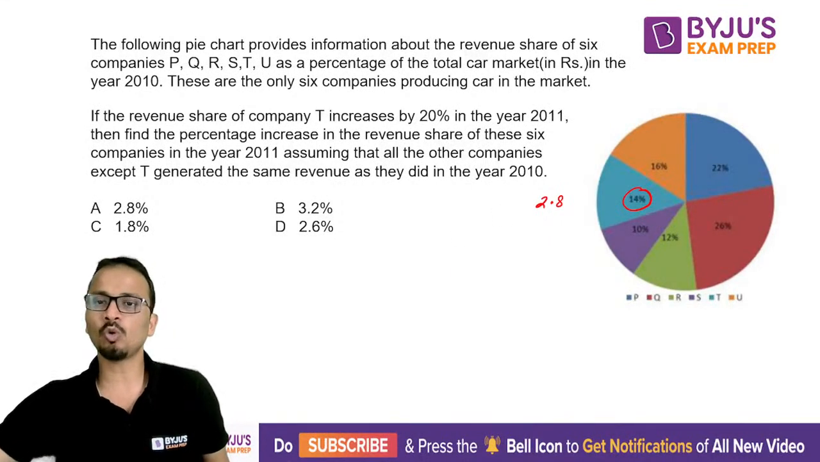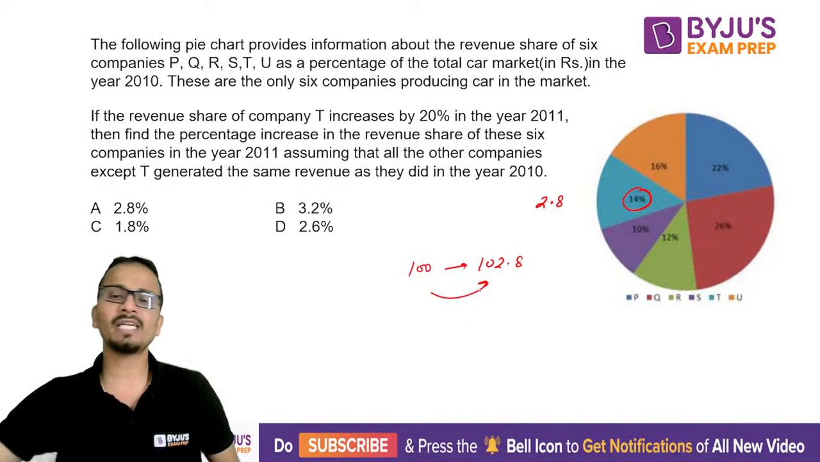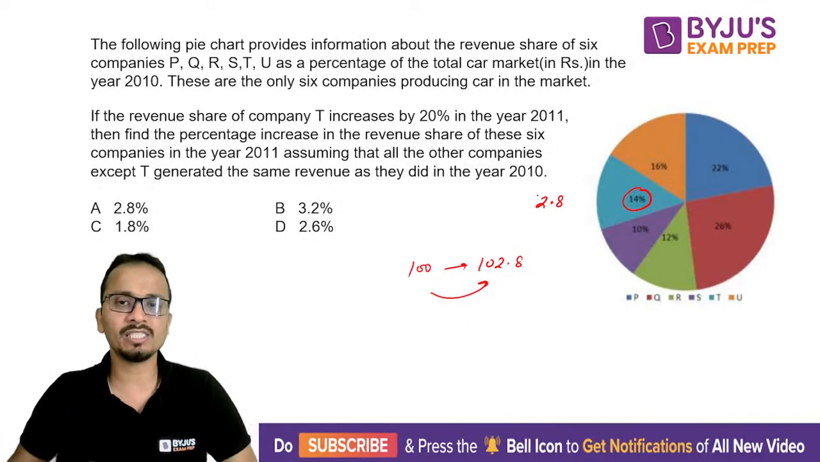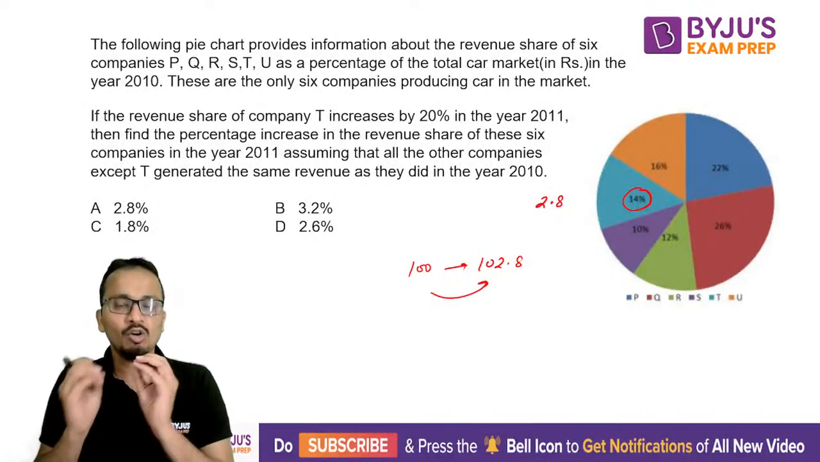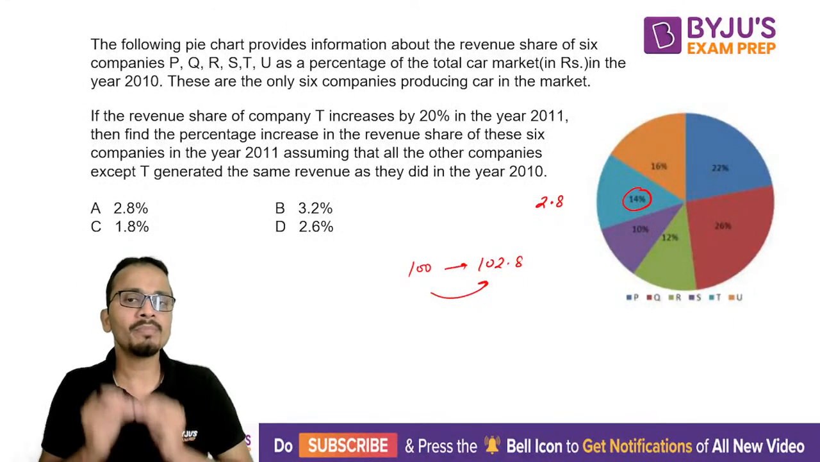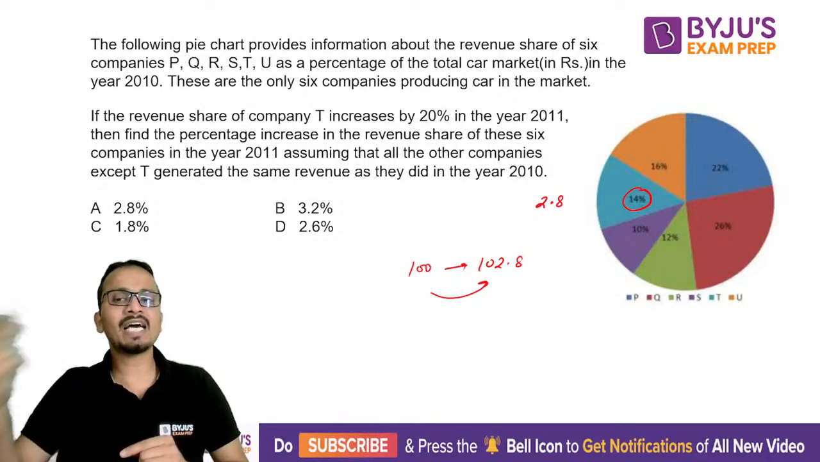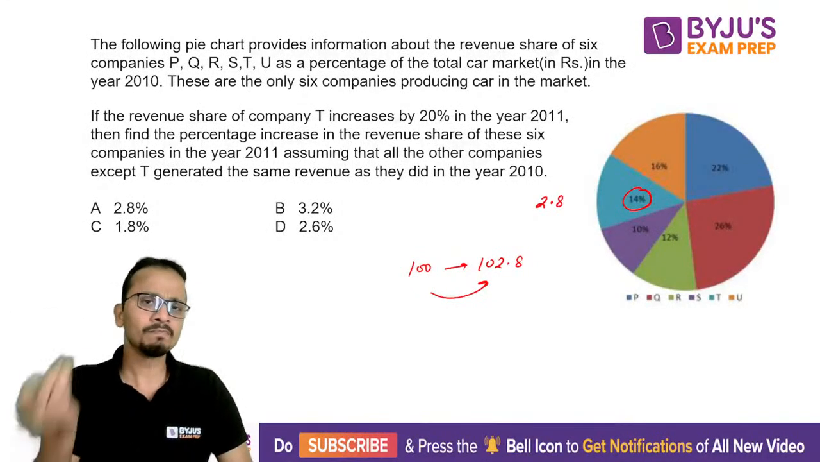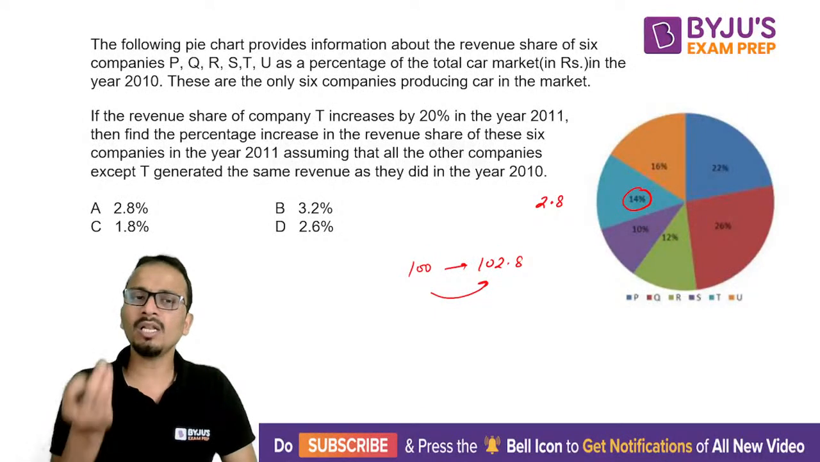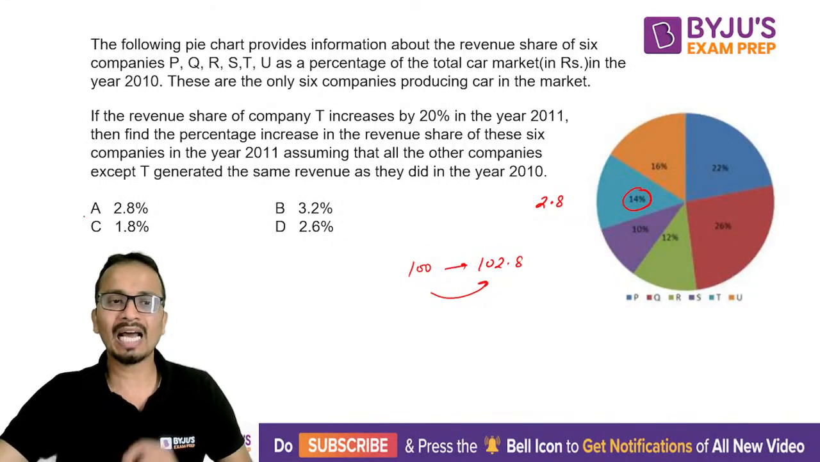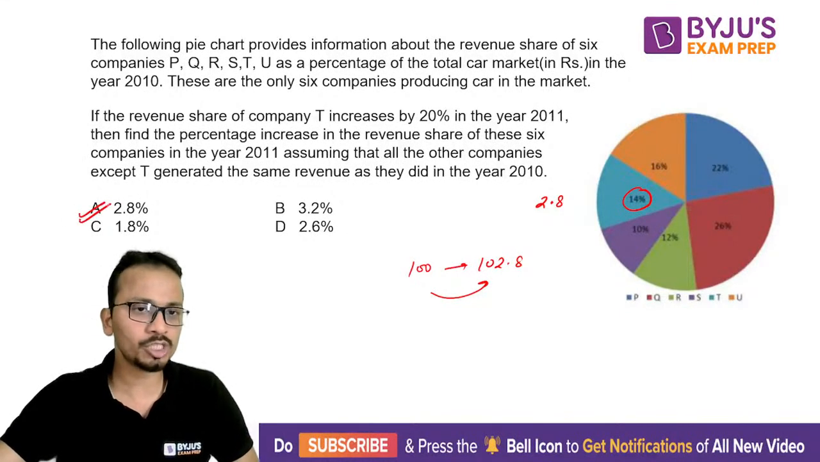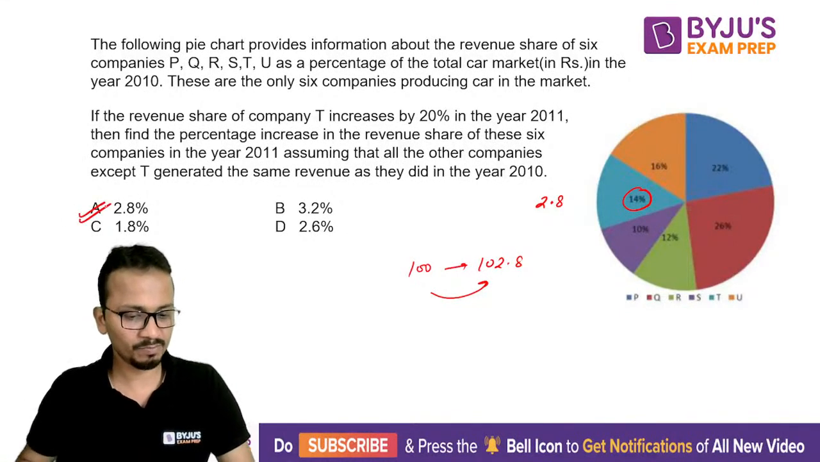So if the total percentage was 100, now it will become 102.8. So I can say that the net percentage increase in the revenue share of all these 6 companies will be the contribution from T only. The increase in T is 2.8, and that will be the total increase in the share of these 6 companies. So our answer here will be option A, that is 2.8. All right.